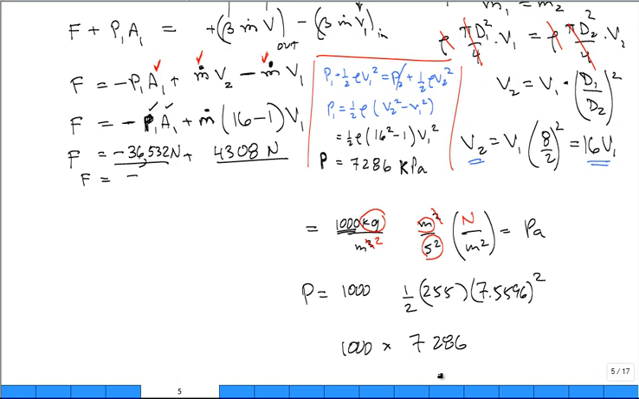Did that help? Yes. No. So this is the correct answer in kilopascal for that pressure, high pressure.